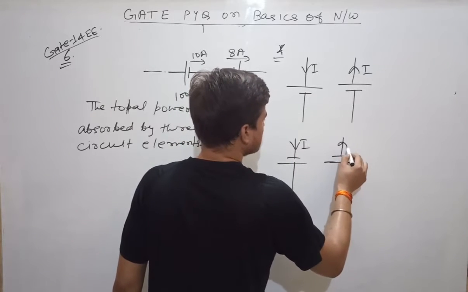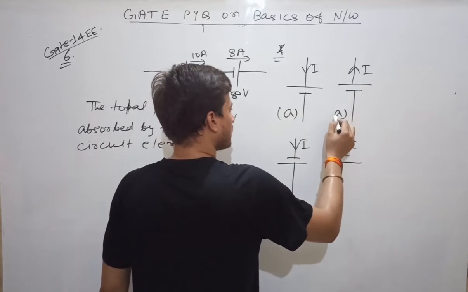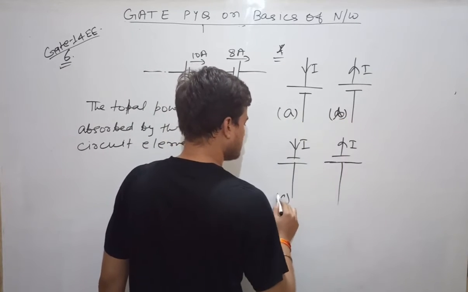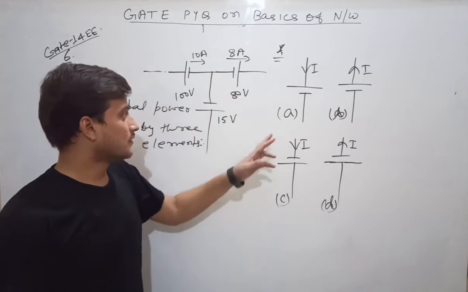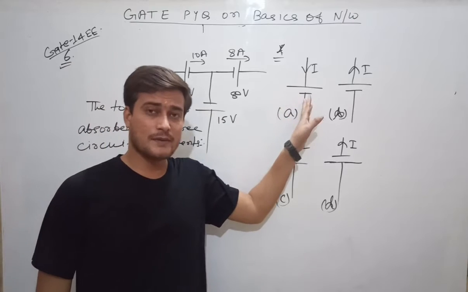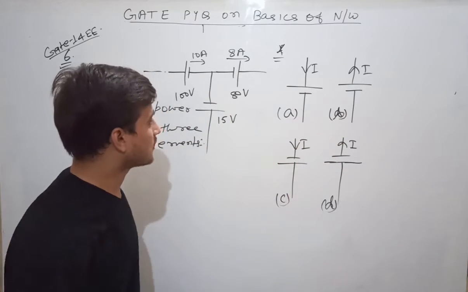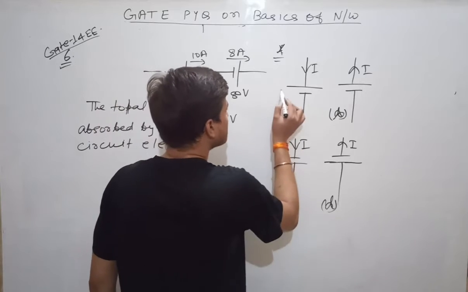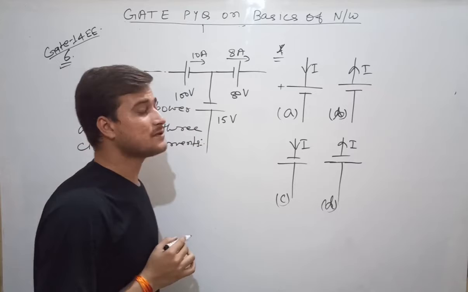Here you are having 4 figures A, B, C and D. Now you have to write whether the power is being absorbed or power is being delivered. So let us see how to check this one. See, this is the positive terminal of the battery.